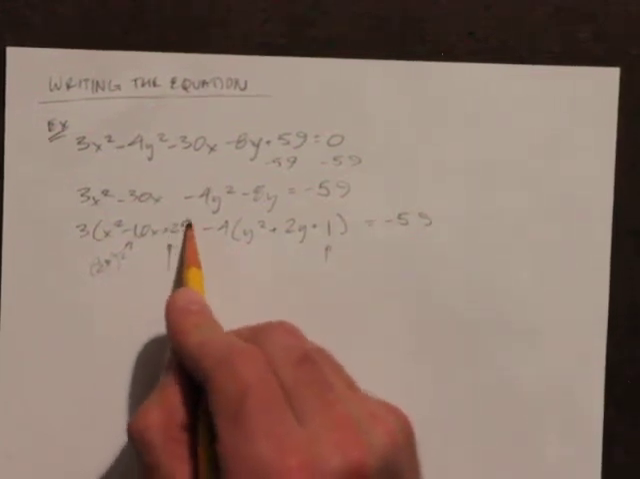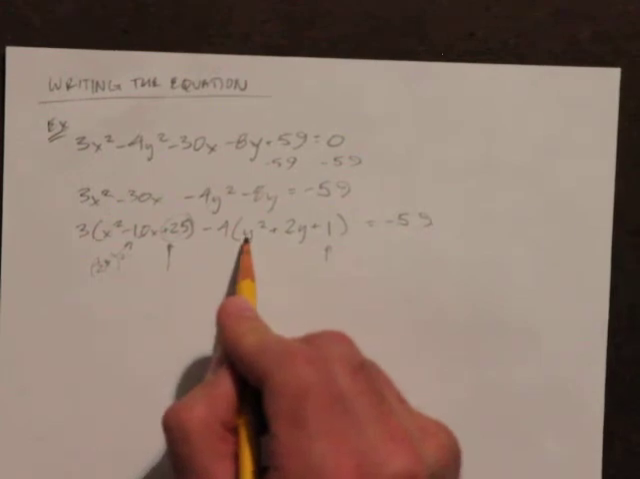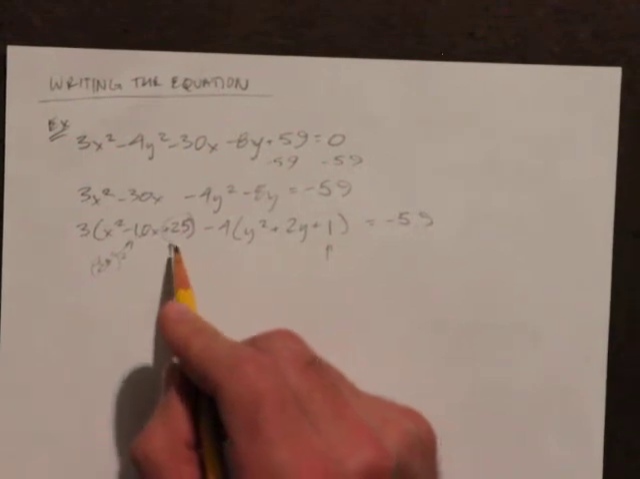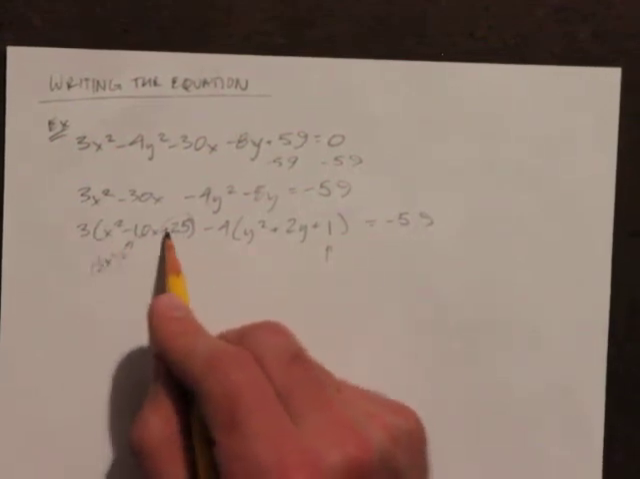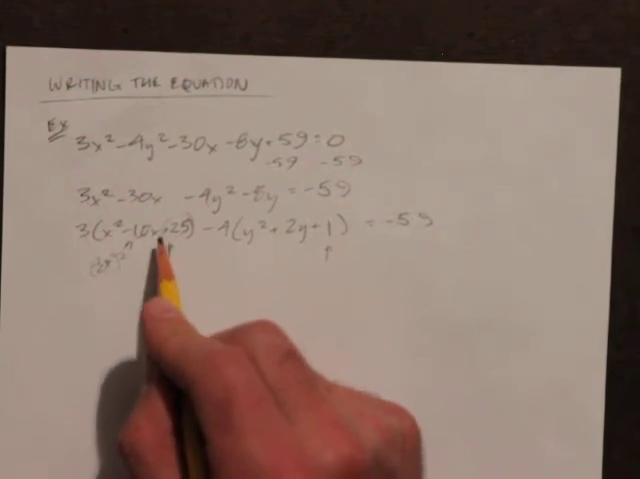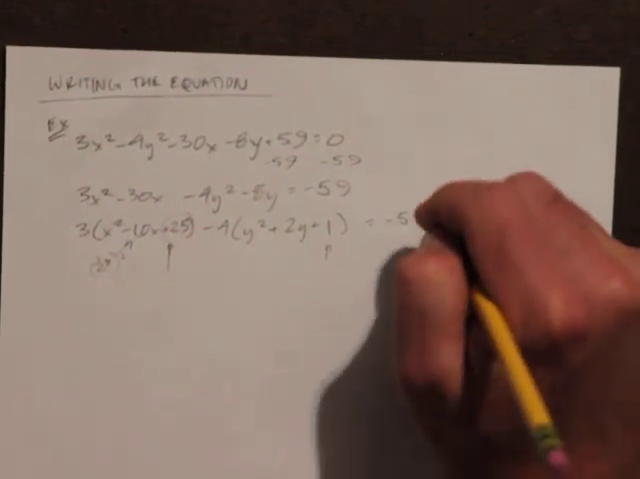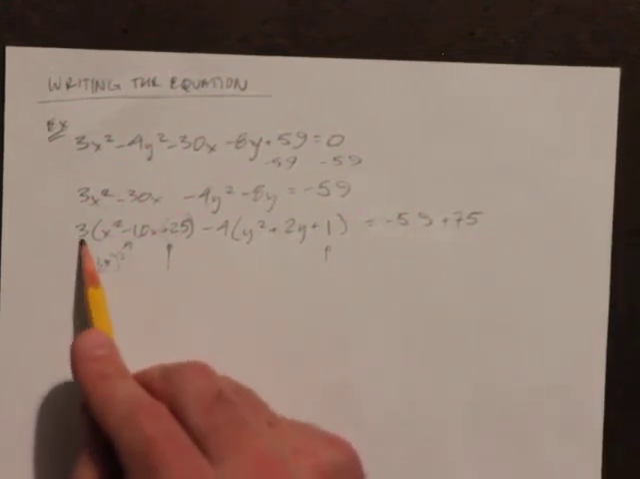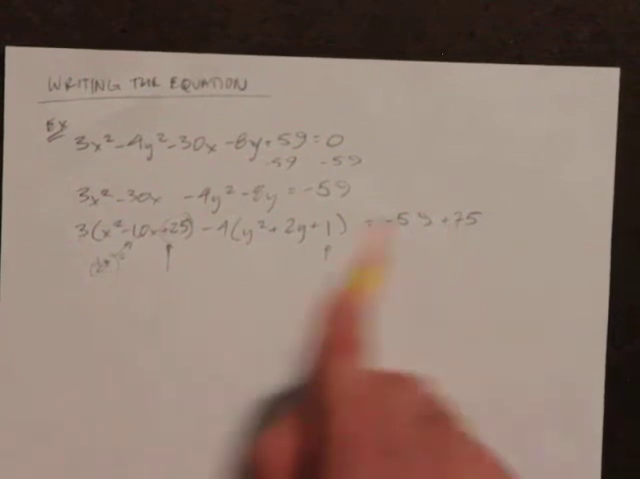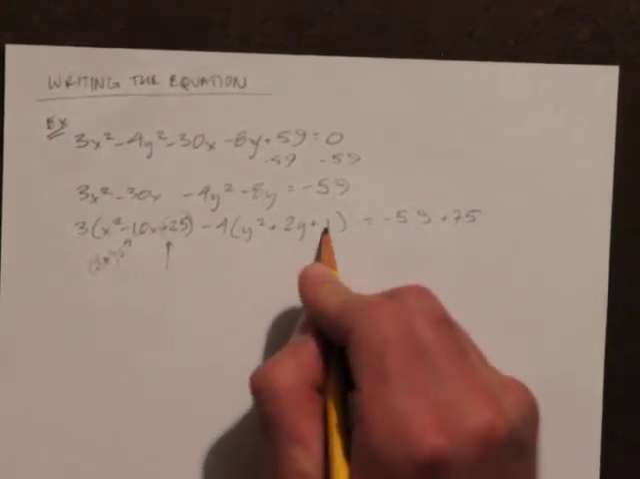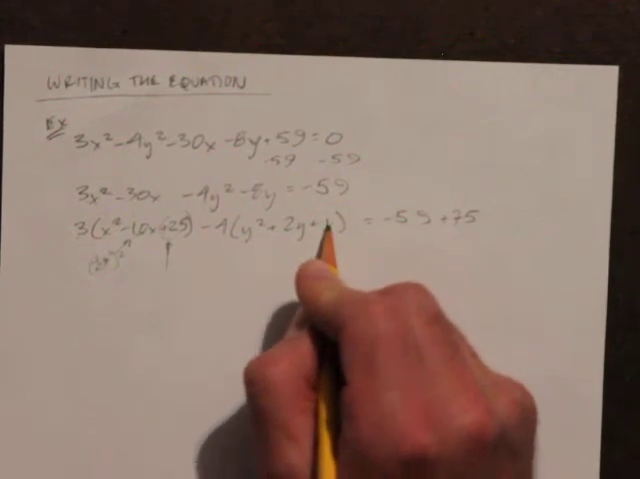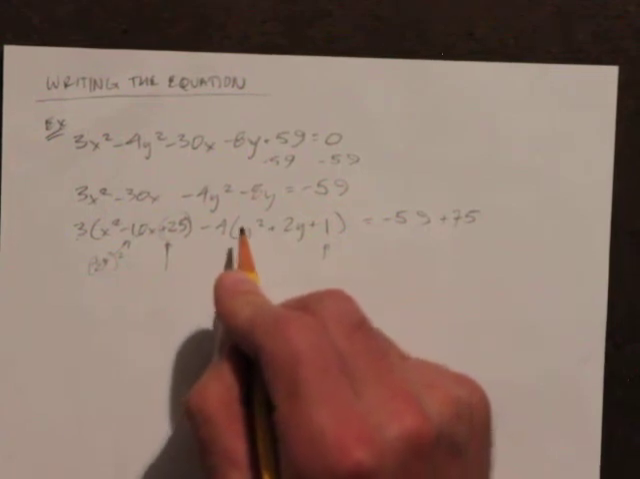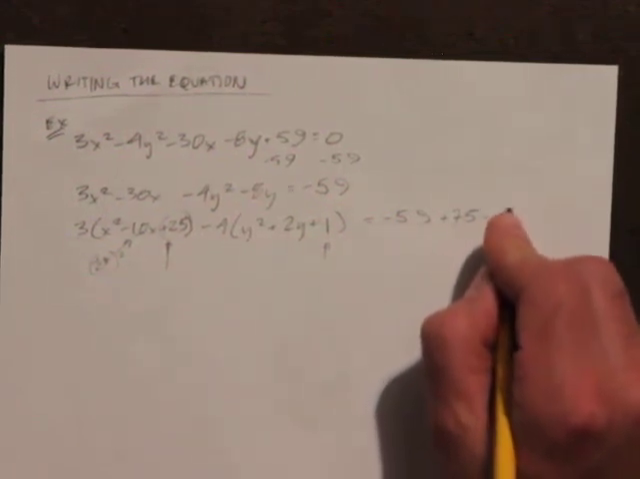Now, when I add 25 in here, I'm really adding 25 times 3 to this side of the equation. So 25 times 3 is 75. I've added 75 to this side of the equation. What I do to this side, I do to the other side, plus 75. So I need to add 75 to both sides of the equation. Same thing with this one. I've added 1 here, but I've really added 1 times negative 4. So I am adding a negative 4 to this side. I also need to add a negative 4 to this side.